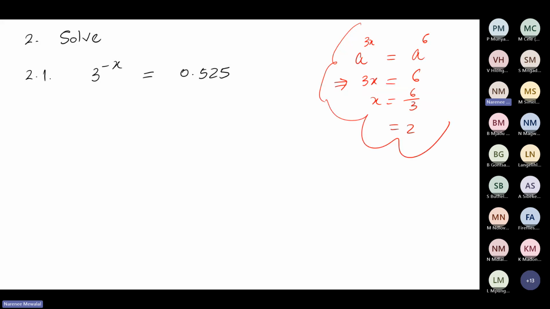However, looking at our example 2.1 here, you've got 3 to the power negative x is equal to 0.525. Now, the two sides cannot be written in terms of the same prime base.